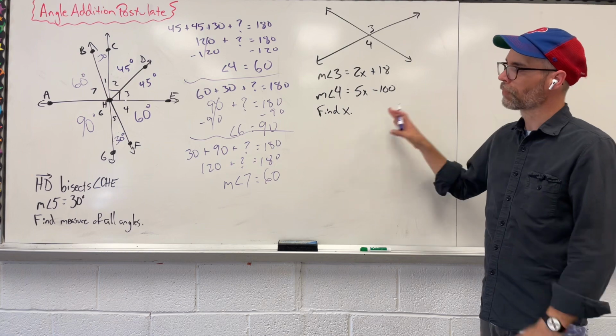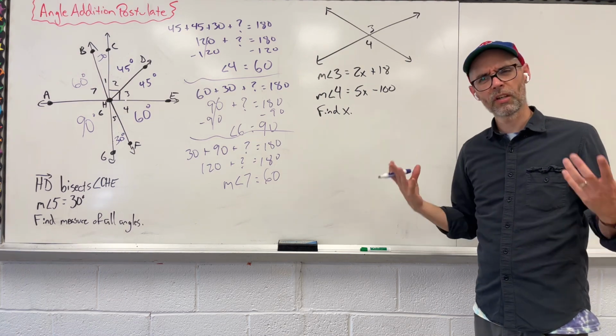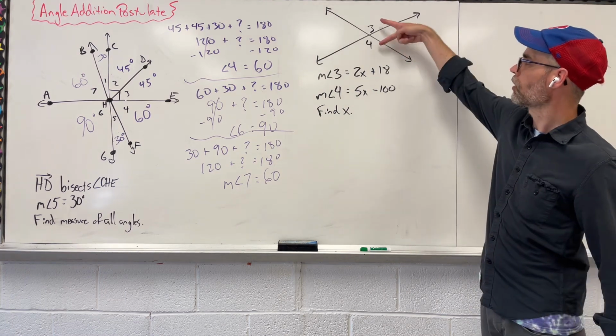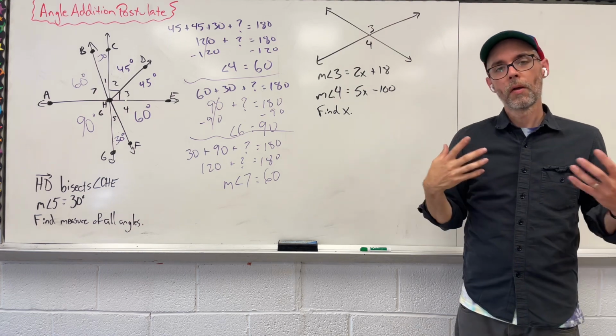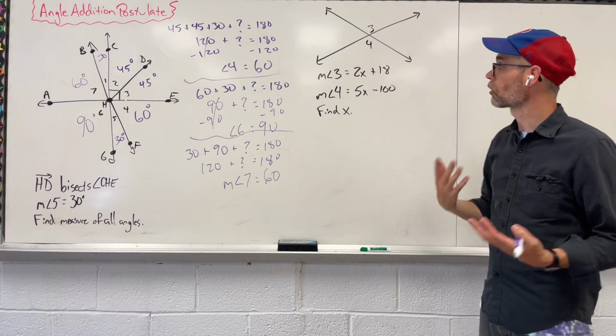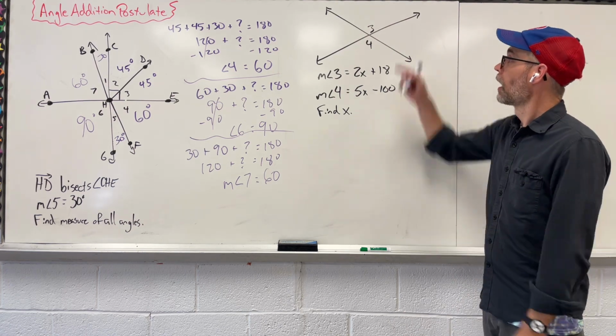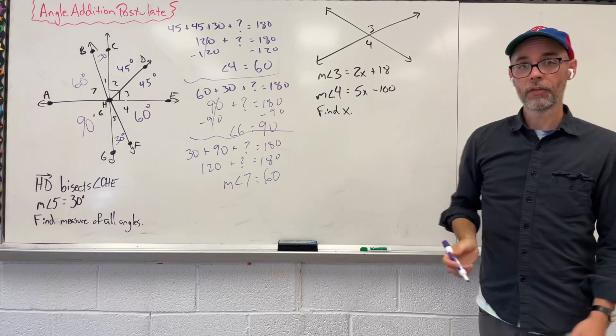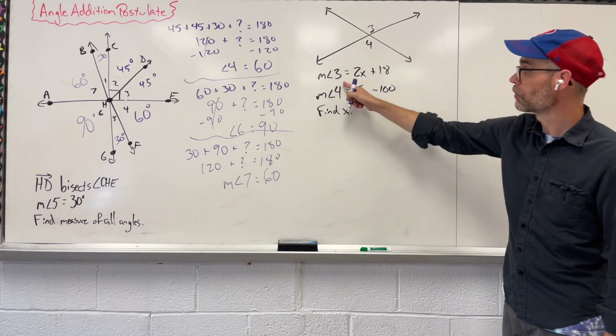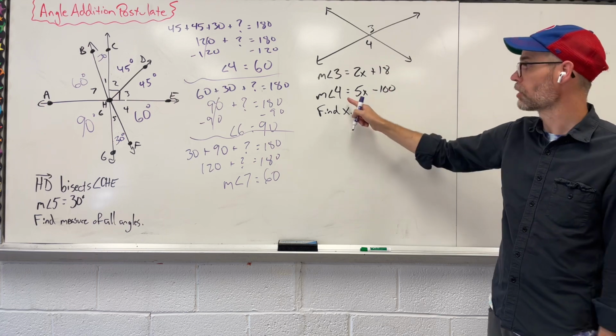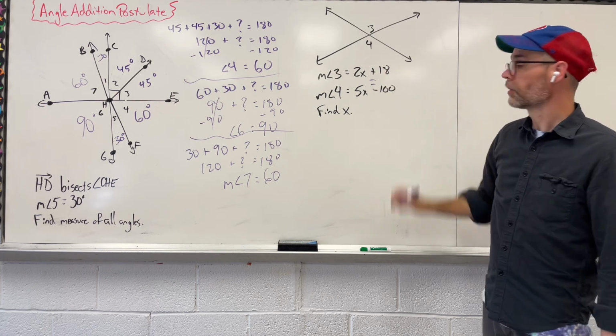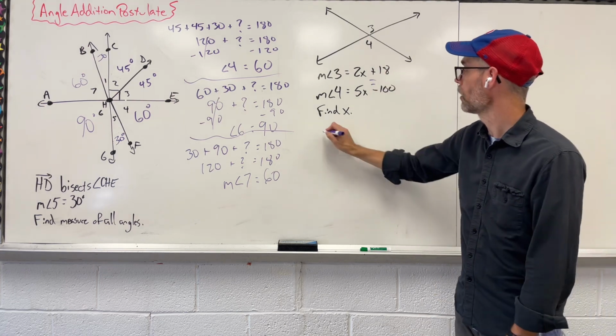Looking over here now, slightly different image, slightly different attack. Now, we have something called vertical angles. Vertical angles mean that they're the same value, they're congruent to each other. 3 and 4 are the same to each other. Here's the measure of 3, it's this expression. Measure of angle 4 is this expression. Let's just set them equal to each other and create an equation.